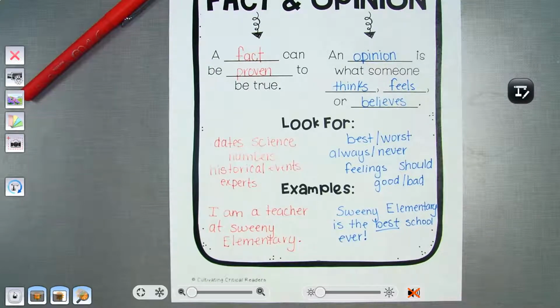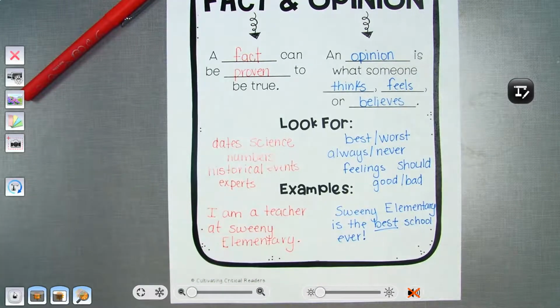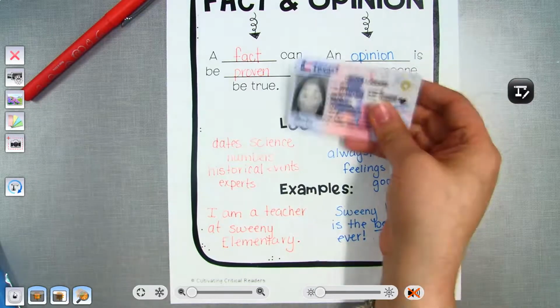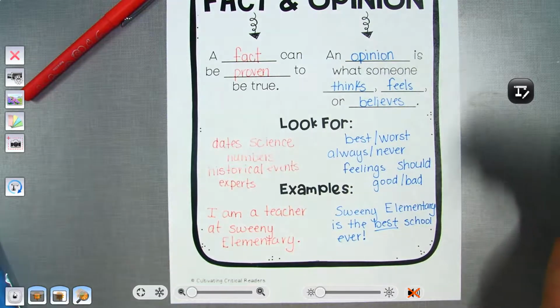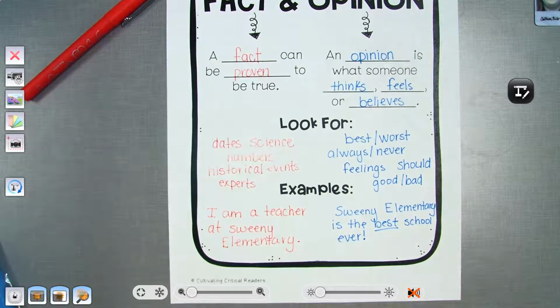So remember, facts are where we can prove it. So anything you're reading in science, anything in social studies, anything that comes from our nonfiction books. We've read a lot of nonfiction books. We read a lot of biographies. Those all have facts in them. They can be proven. Dates, like I just proved with my birthday. If it has a date of when something happened, that's going to be a fact. Now remember, nonfiction books have facts, fiction books do not.